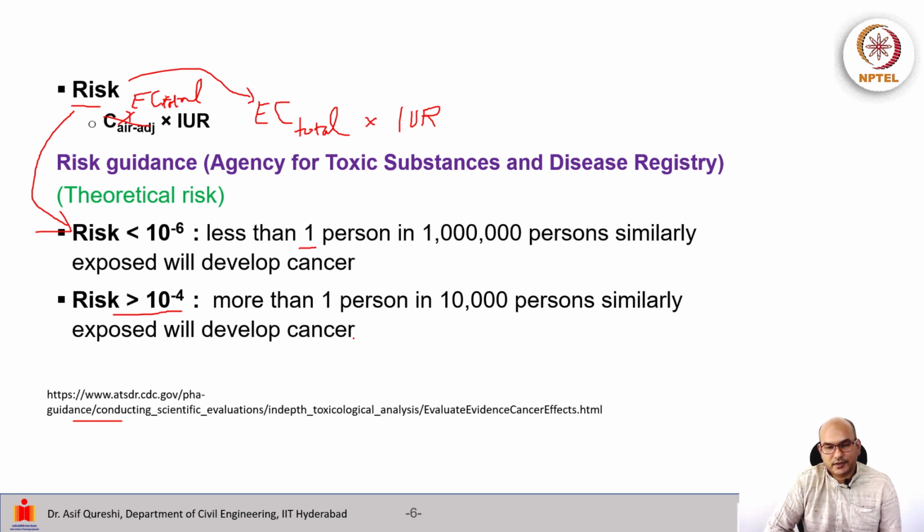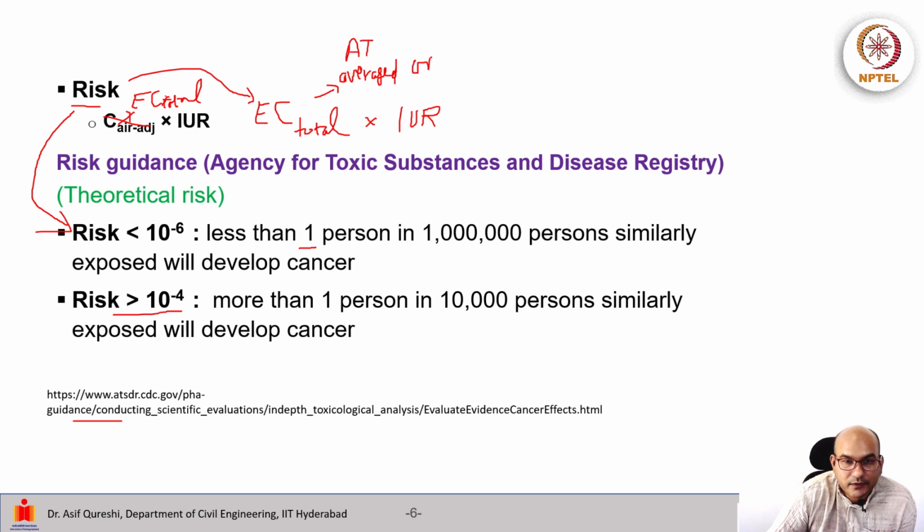So the exposure also has to be averaged over the lifetime. Importantly, we should know that the concentration is averaged over the lifetime. EC total is averaged over lifetime, as we recall from the previous slide. So the averaging time is basically over lifetime. For cancer, we are going to average our exposure concentration over a lifetime. So 10 to the power minus 4 risk means if 10,000 people are exposed to the same air, one will develop cancer.